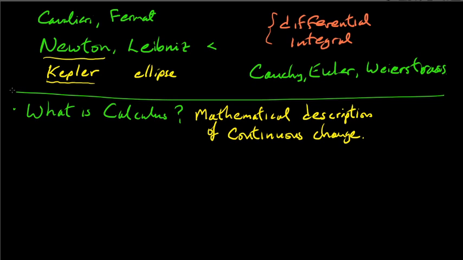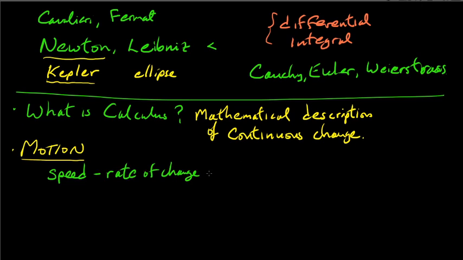One example of this is motion, right? Things are in constant motion, things are moving all the time, and how fast things are moving. So in particular, you might say speed is the rate of change of your distance, or velocity is the rate of change of position.